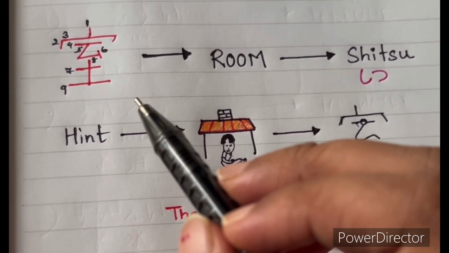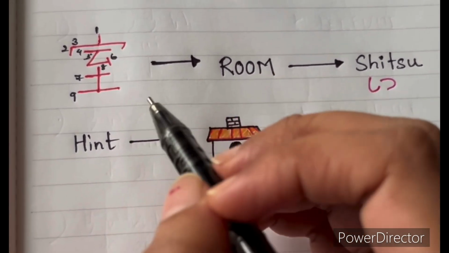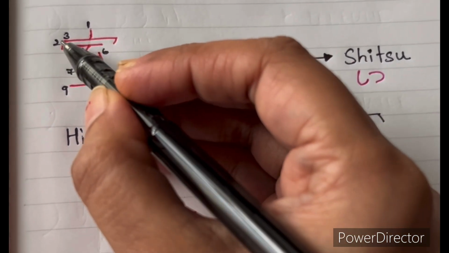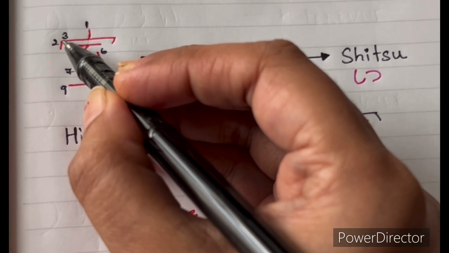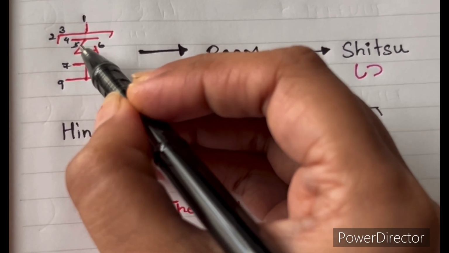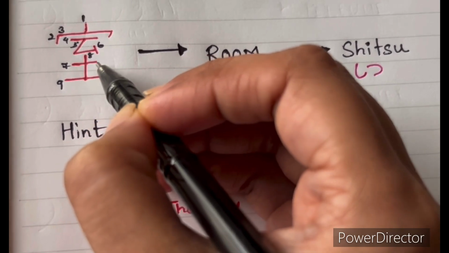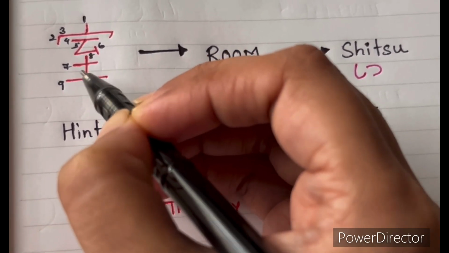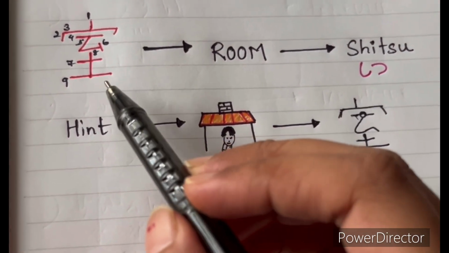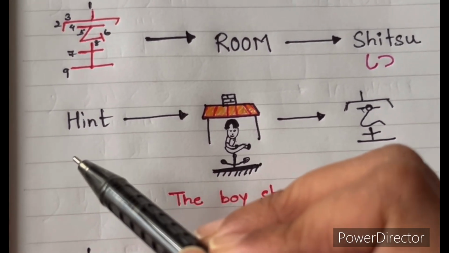Next kanji is room. Let's check out the strokes. Here comes the first stroke, then the second stroke, then the third, then the fourth one, then the fifth one, then the sixth one, 7th, 8th and 9th. Very simple. It might look difficult, but let's remember this with the help of a hint.